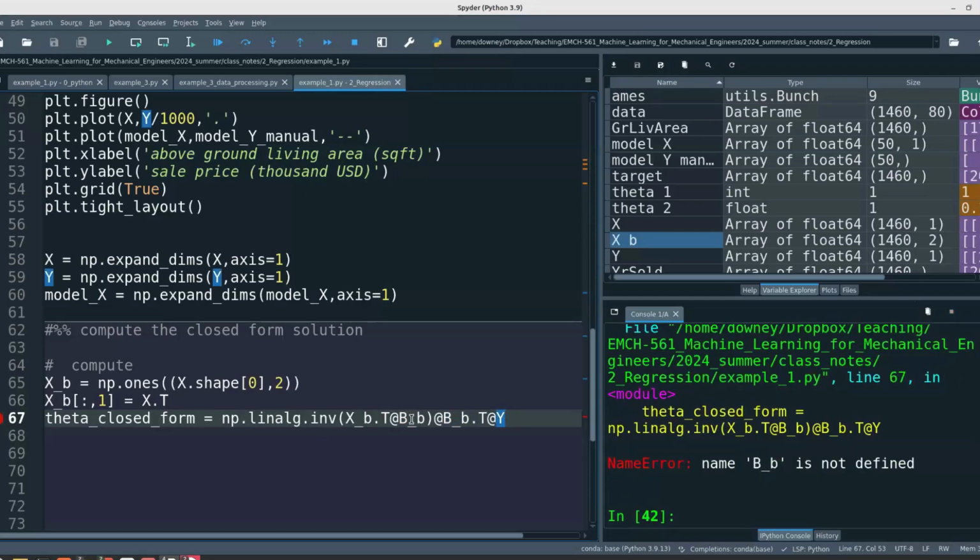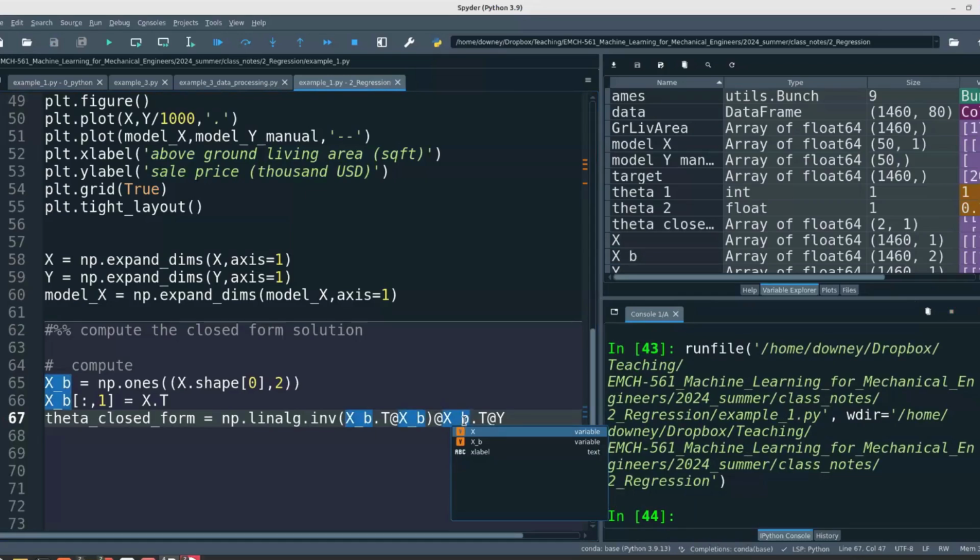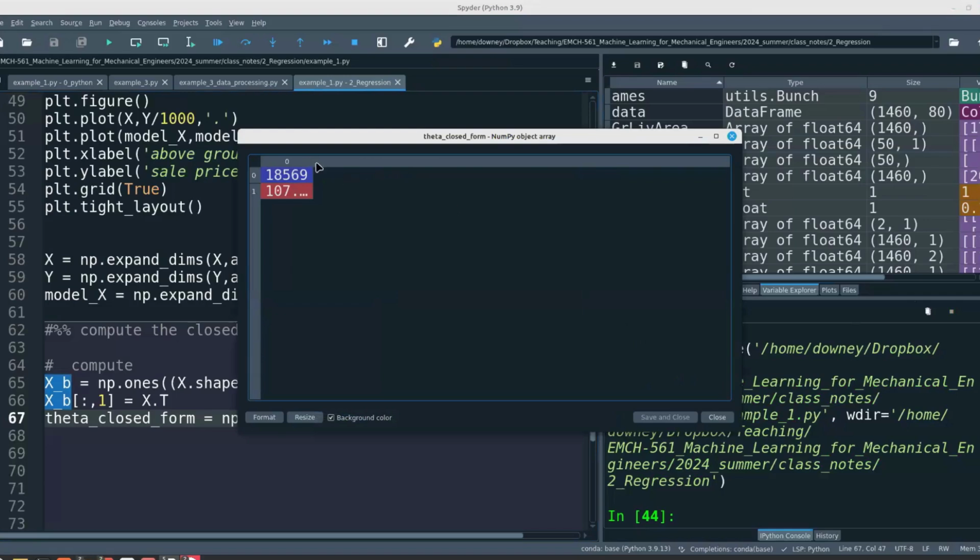Okay, b underscore b is not defined. That's fine. And did I do it twice? I did it twice. There we go. Theta closed form gets me 2 parameters. It gets me 18,569 and 107.13. Those appear to be off. They might not be bad. That might be right.